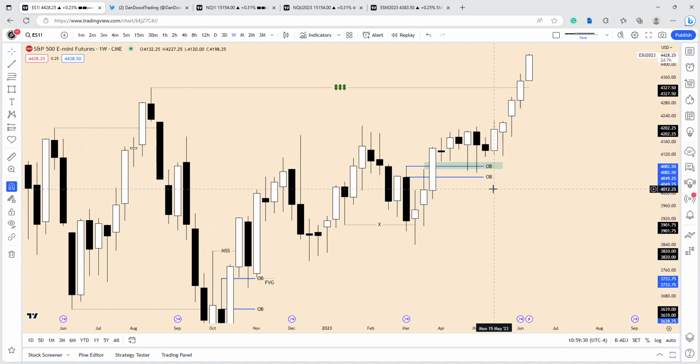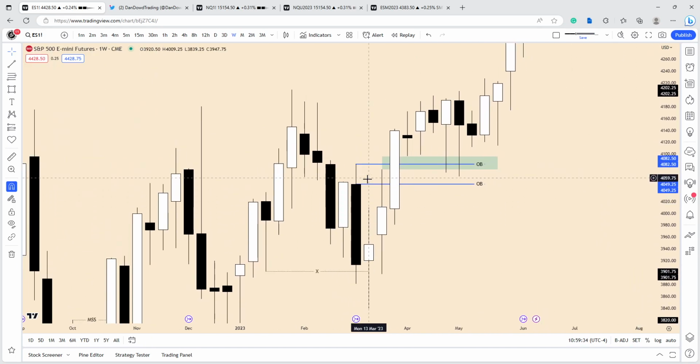Why is it high probability? It takes out liquidity. We have a shift in market structure to the upside. This down close candle, after taking liquidity, was followed by a fair value gap. That makes this down close candle high probability.